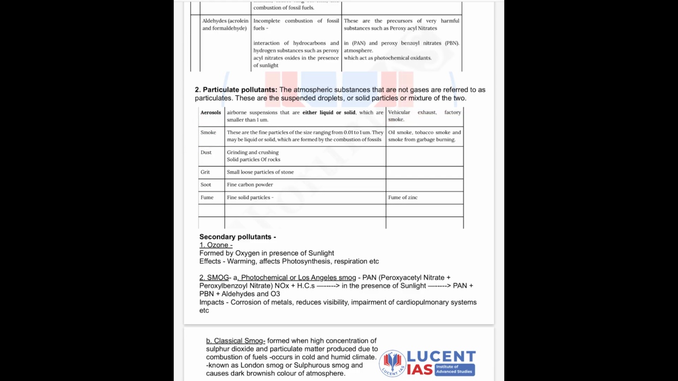Then smoke, dust, grit, small loose particles of stone, soot. Soot is a fine carbon powder, fume, fine solid particles. So these are the particulate pollutants.